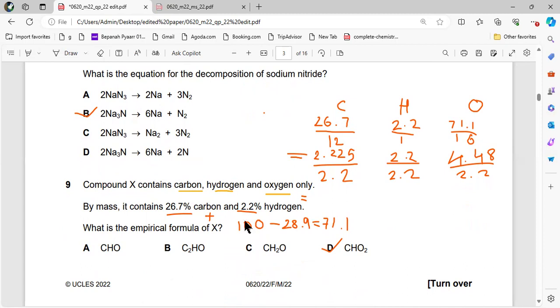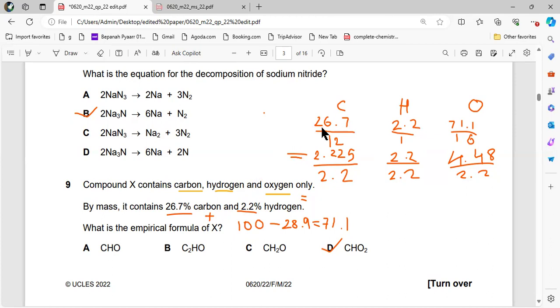Okay. So we will add these two, 26.7 plus 2.2, which will give us 28.9. We will subtract that from 100, which gives us 71.1. So this is the percentage of oxygen present in that compound. Okay. Now we will find the formula for that. We will write this separately, carbon, hydrogen, oxygen, and the percentage which we have got.